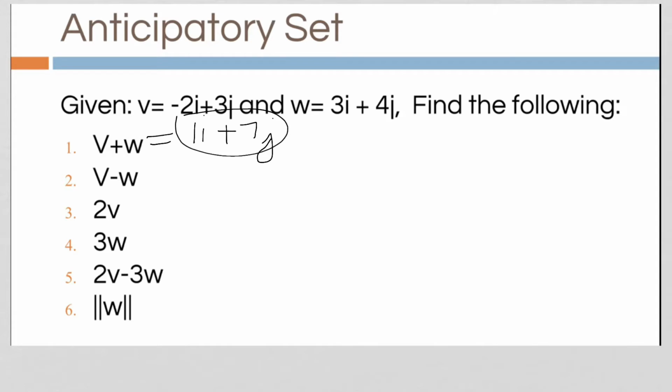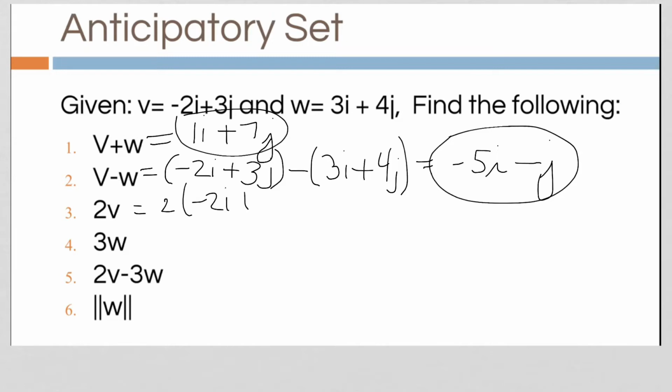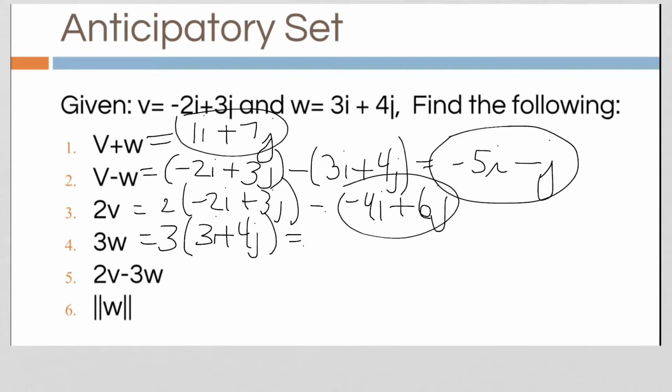For number 2, when you subtract, just be careful. You have to distribute that negative when you subtract. So I get negative 5i, and for the other part, I get negative j. For 2v, for number 3, I'm just multiplying 2 times the v component. So when I do that, I get negative 4i plus 6j. For number 4, it's the same thing, except here I'm multiplying 3 times the w, and I get 9i plus 12j.